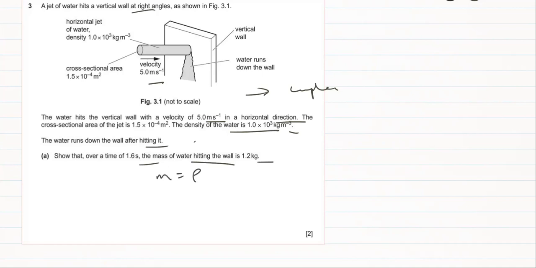So m is equal to this. This is equivalent to 1.0 horizontal into 10 to the power 3 into 0.5 into 10 to the power minus 4 into 5 into 1.6. So the final answer is coming 1.2.